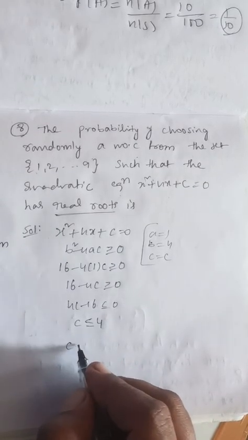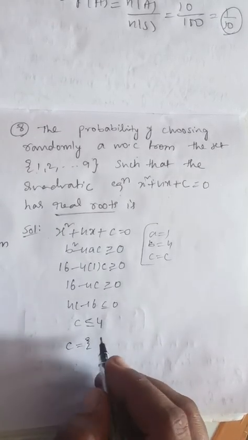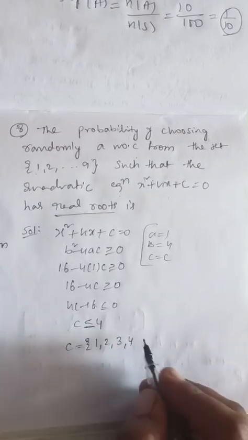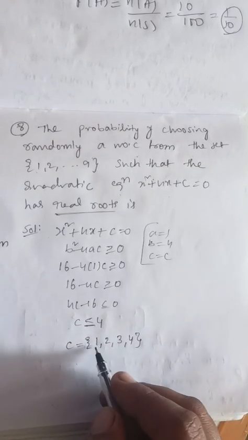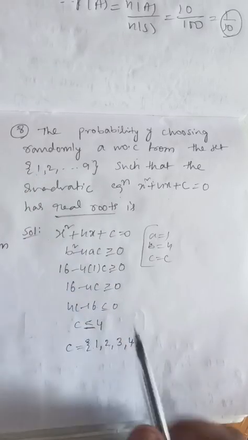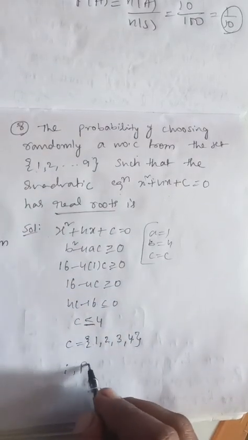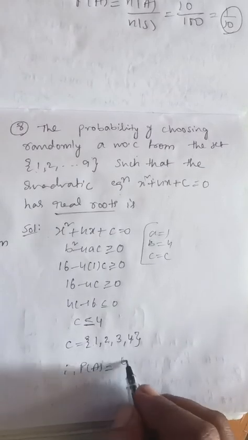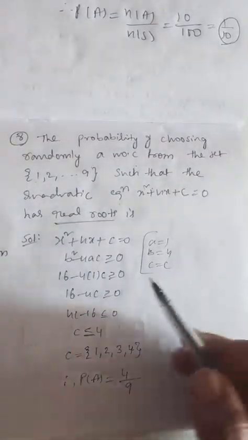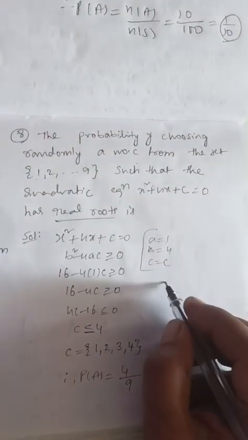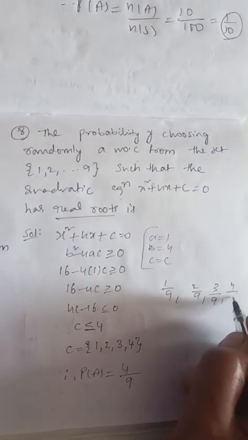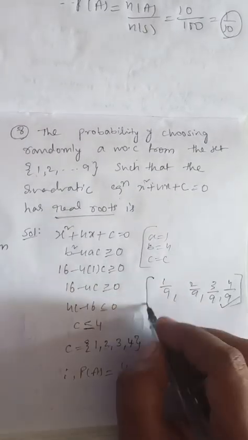So c values we have to take up to 4: 1, 2, 3, 4, because the equal symbol is there. So up to 4 we have to take. So the total favourable numbers are 1, 2, 3, 4 out of these 9 digits. Therefore the probability of A is 4 out of 9. 4 by 9 is the answer. Here the options are 1 by 9, 2 by 9, 3 by 9, 4 by 9. So 4 by 9 is the answer.